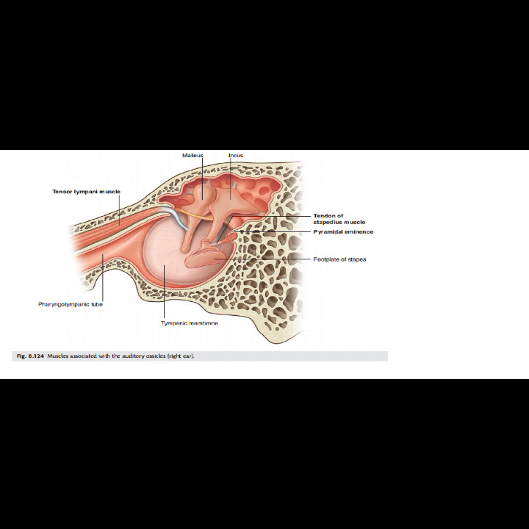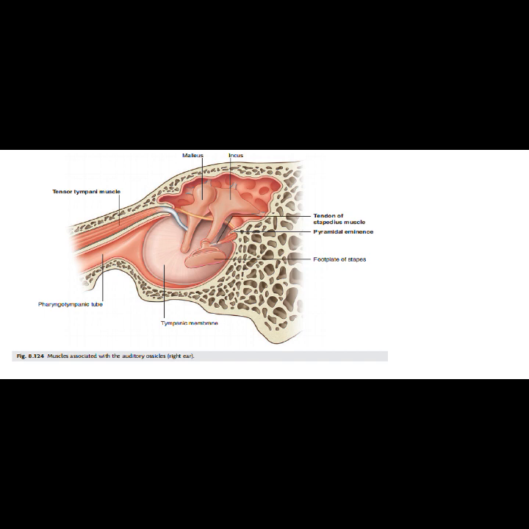Innervation of the tensor tympani is by a branch from the mandibular nerve, V3. Contraction of the tensor tympani pulls the handle of the malleus medially. This tenses the tympanic membrane, reducing the force of vibrations in response to loud noises.